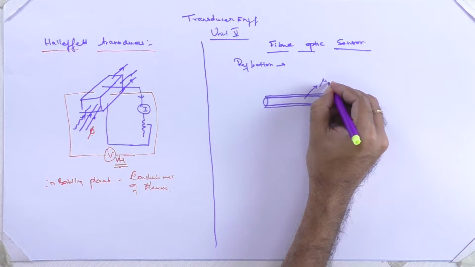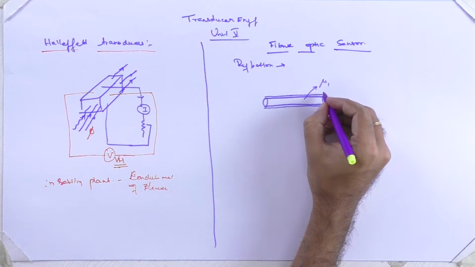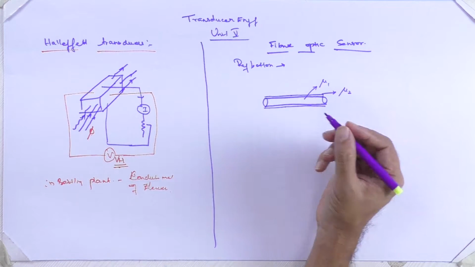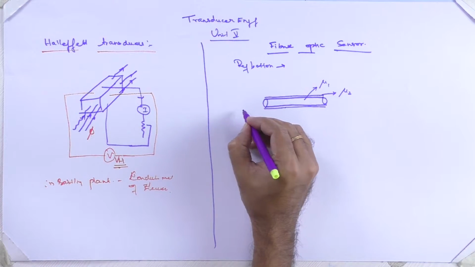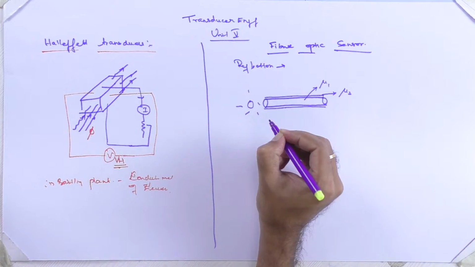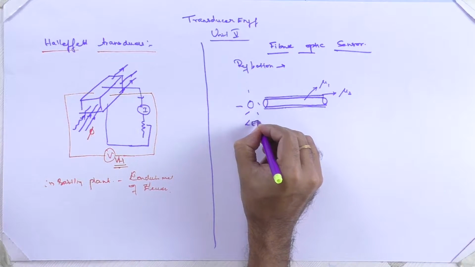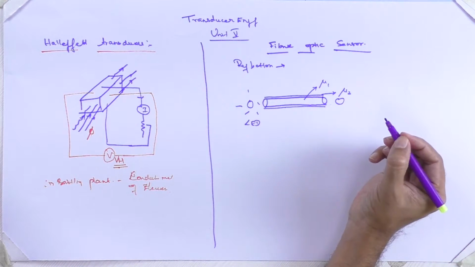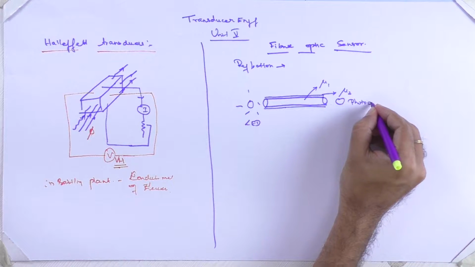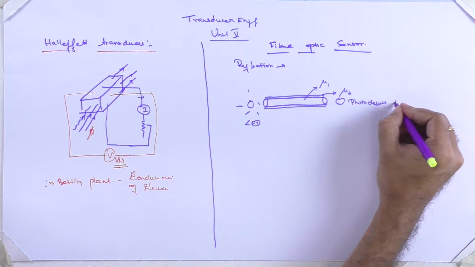So this has a refractive index of mu1 and this has a refractive index of mu2. Okay, and we are passing in light through a light source. Let us think it is an LED, and we have a photodetector present over here. What is a photodetector?